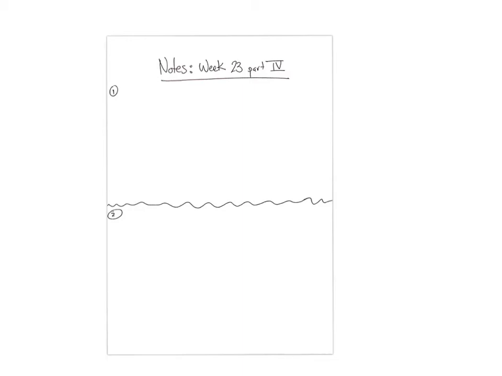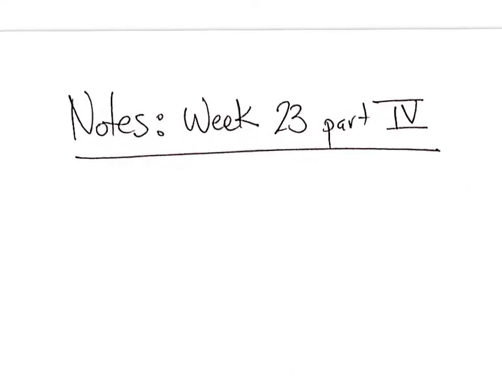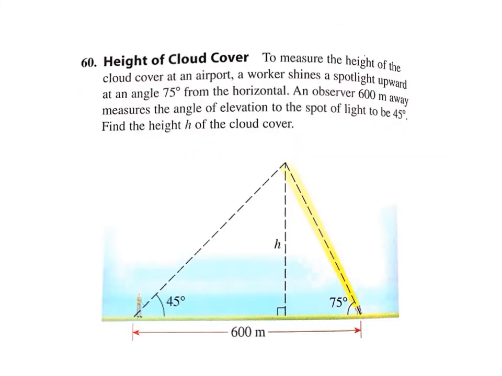All right, so in week 23, part 4, we've got two examples we're going to work through. These are word problems. We'll go step by step, and you can fill your answers in here and below. So here's question number 1.